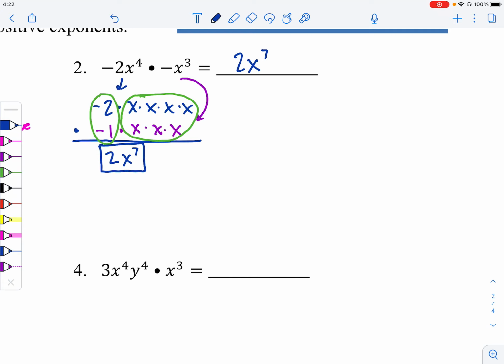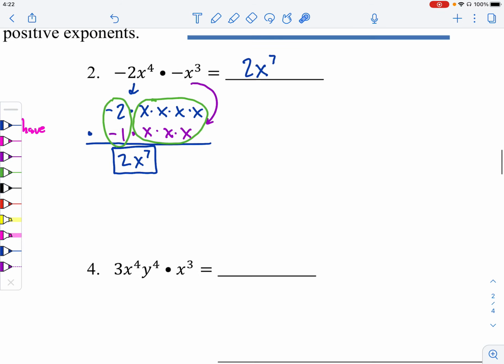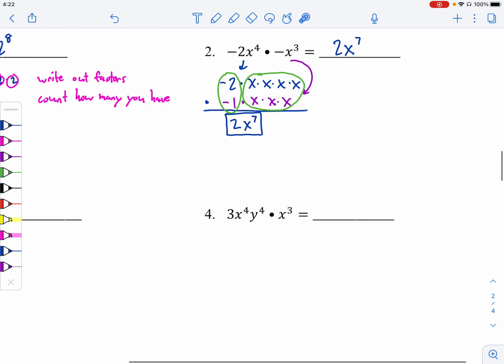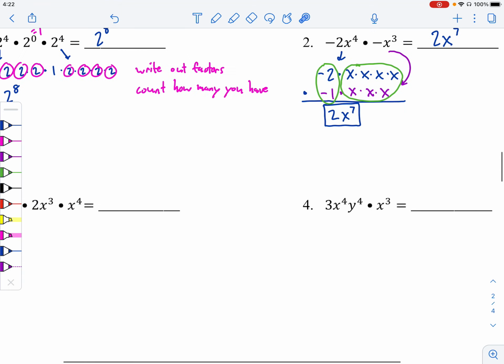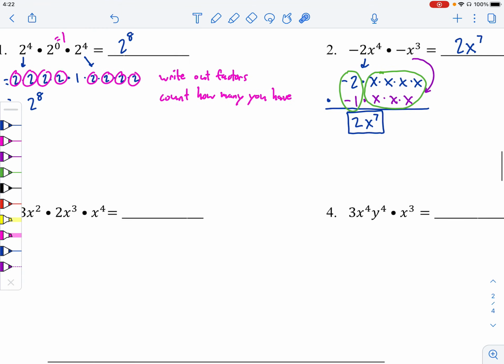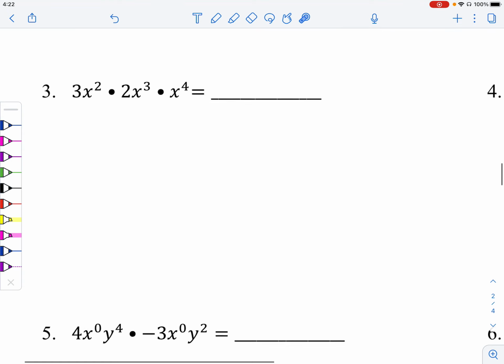All right, so we're just writing out how much we have, and we're just adding them together. And you notice the numbers in the front, negative 2 and negative 1, we multiply: negative 2 times negative 1 is positive 2. And you count how many x's we have total: 7, so x to the 7th power. All right, and doing enough of these, you can see the shortcut and how to do it. Okay, let's do this one.